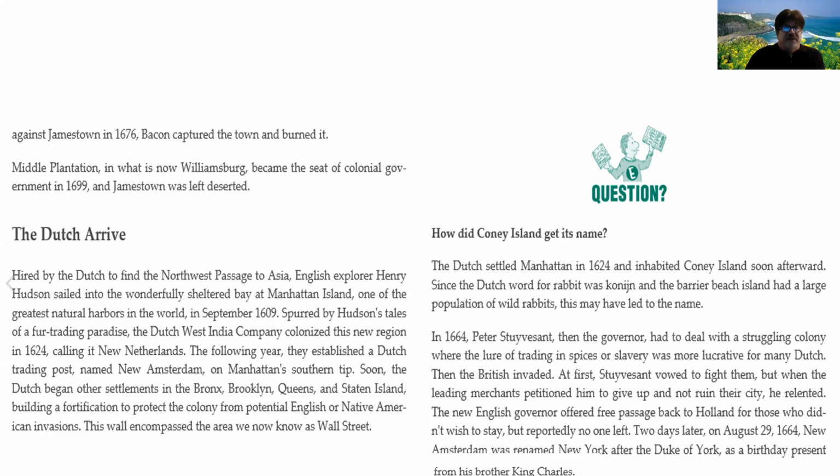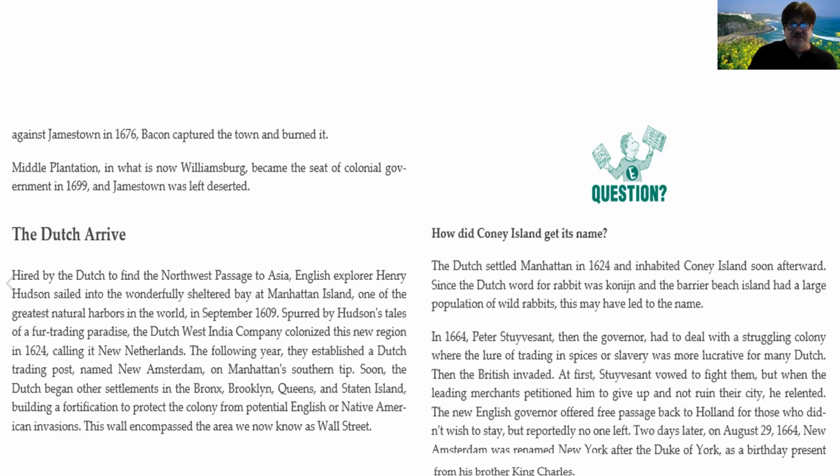Soon, the Dutch began other settlements in the Bronx, Brooklyn, Queens, and Staten Island, building a fortification to protect the colony from potential English or Native American invasions. This wall encompassed the area we now know as Wall Street.